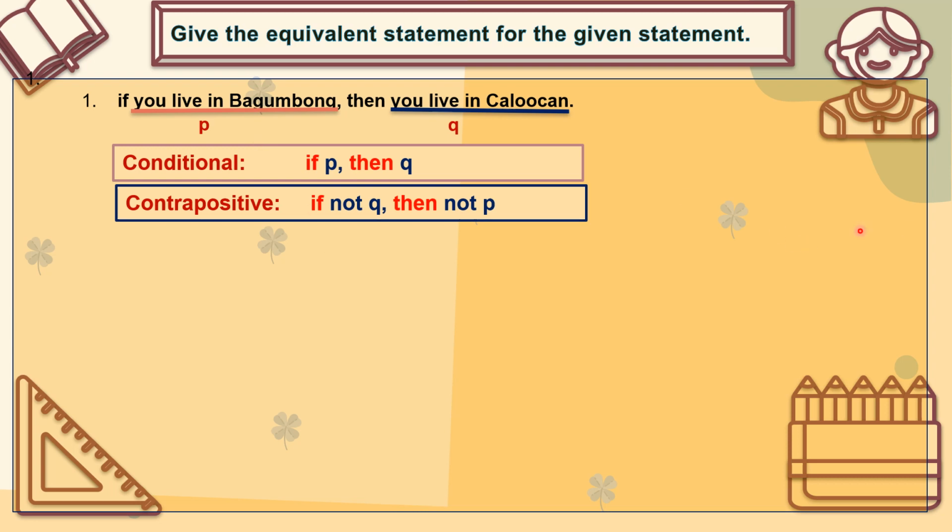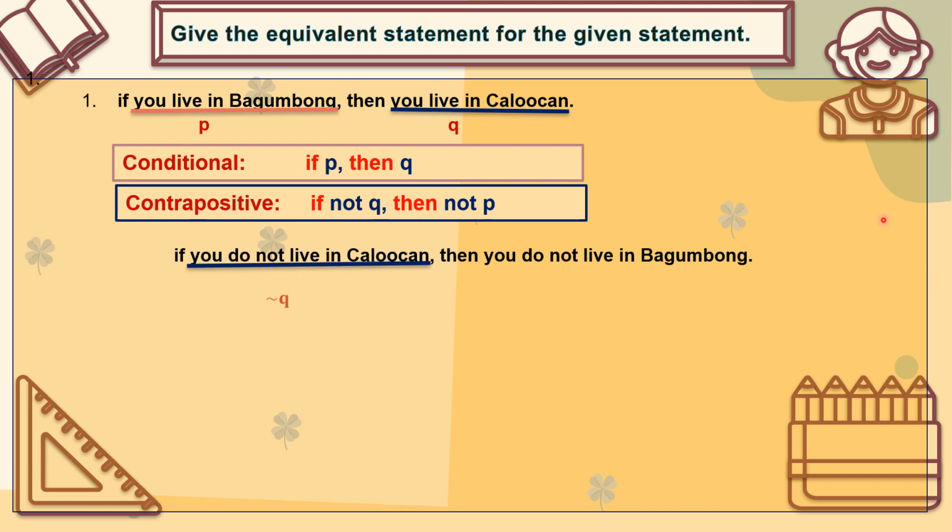So, ito po yung example ng statement. If you do not live in Caloocan, then you do not live in Bagumbong. So, naka-negate na po sila. So, ang conclusion po natin dyan ay you do not live in Caloocan. So, siya na po yung ating not Q. And then, ano naman ang hypothesis? You do not live in Bagumbong. So, not P na po siya. Okay, so ito ay conditional, ito naman ay contrapositive.